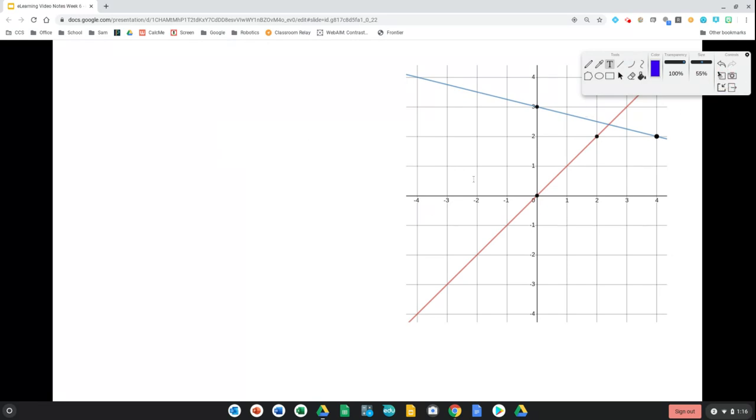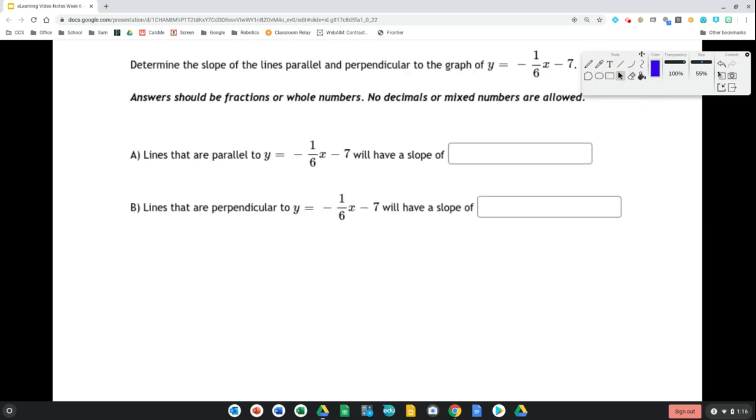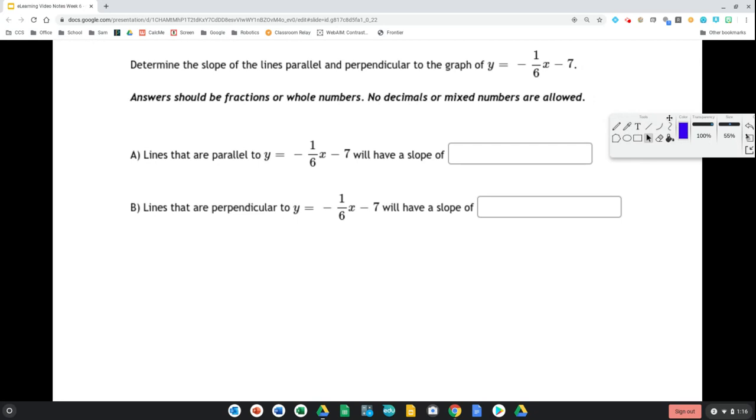For your assignment today, I'm going to give you a problem, and you're going to tell me the slope of either the parallel or perpendicular lines. Some problems will look like this. I'll give you an equation. For this equation, y equals negative 1/6 x minus 7, what is the slope of that line? Remember, the slope is the number in front of the x, so the slope of this line is negative 1/6.